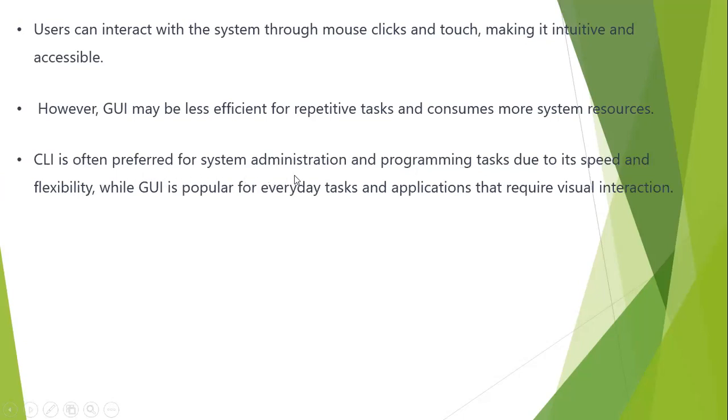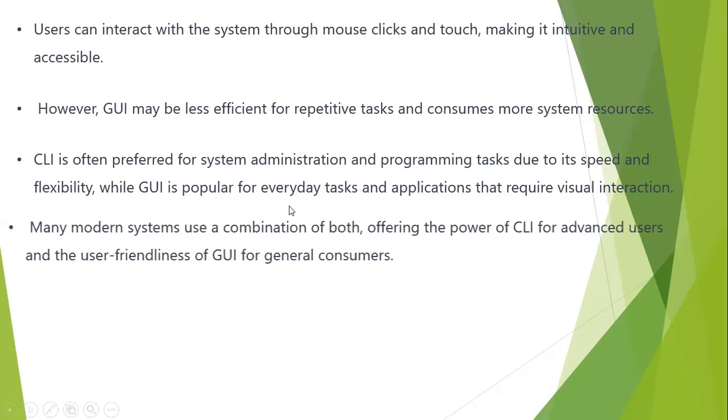CLI is often preferred for another comparison. CLI is often preferred for system administration and programming tasks due to its speed and flexibility. Here you can use the word while or whereas. While GUI is popular for everyday tasks and applications that require GUI. So try to give answers with this kind of point. First you tell one of the OS features, and then tell the other feature of the operating system. So while GUI is popular for, here you can compare two merits of two different operating systems.